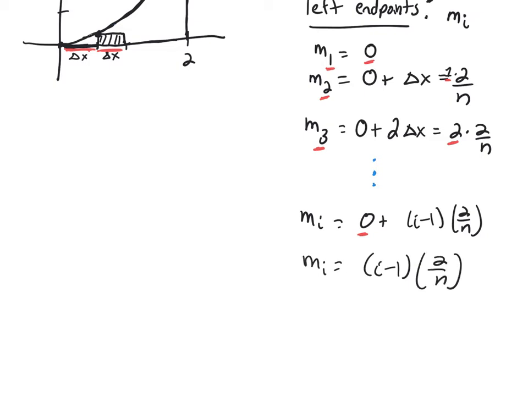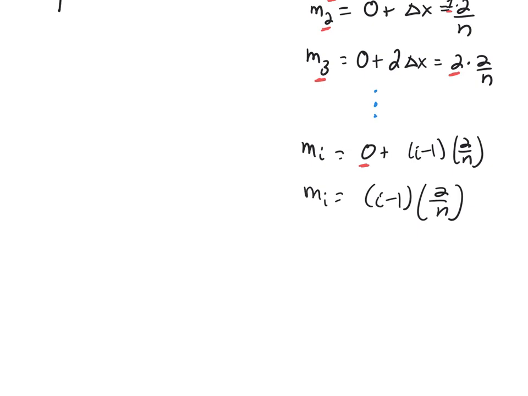So now let's add up the area of these rectangles. Again, we're finding the lower sum.